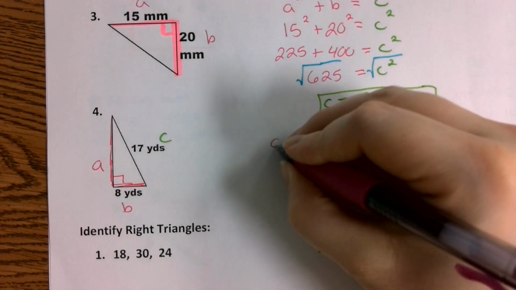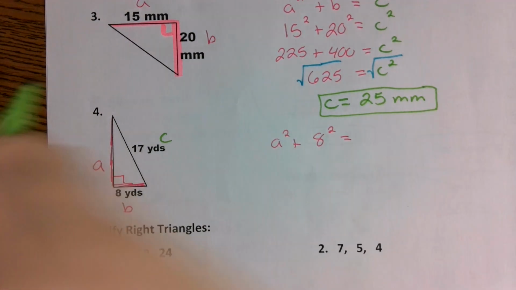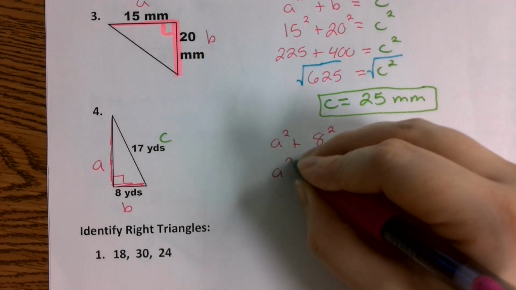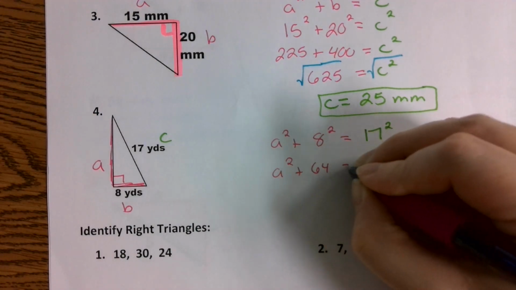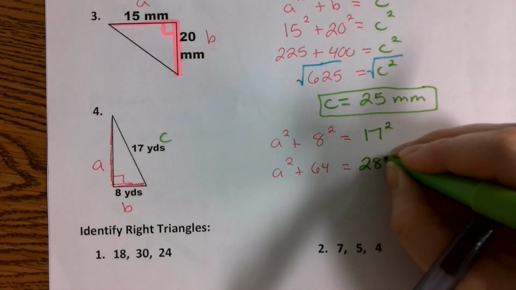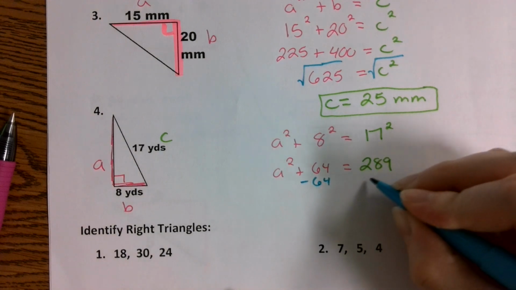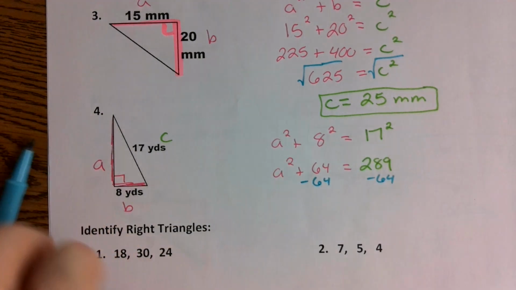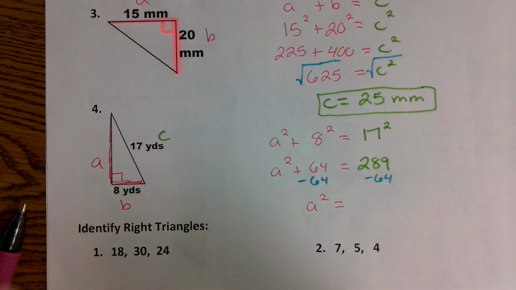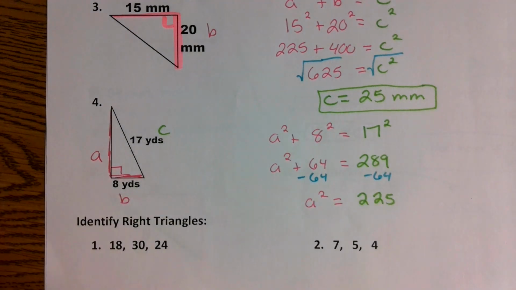So we're going to have A squared plus 8 squared is equal to 17 squared. 8 squared is going to give us 64. 17 squared is going to give us 289. Then we're just going to subtract 64 from both sides. By doing so, that gives us A squared is now equal to 225. Then we take the square root.